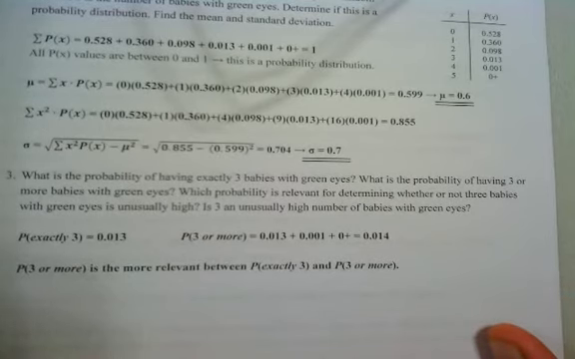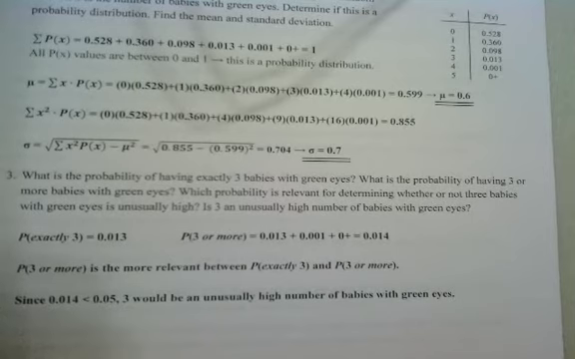So really, 3, 4, or 5, that answer would be the most relevant to answering our final question, which is, is 3 an unusually high number of babies with green eyes? So, in other words, this question is about if we randomly selected 5 babies, would it be unusual that 3 or more of them would have green eyes?